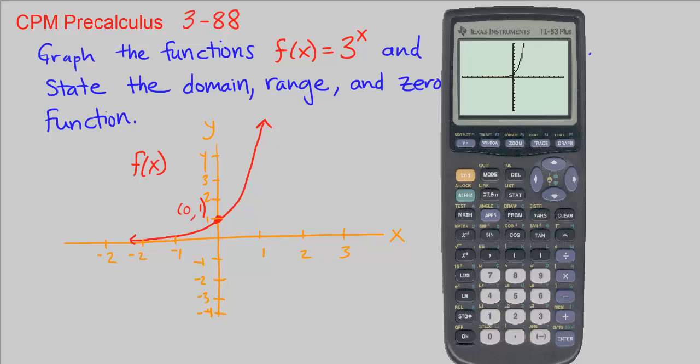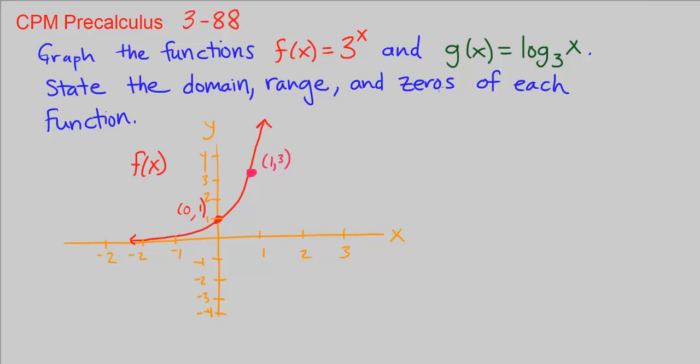And let's label one more point. Let's say at x is 1, the y value, we plug in 1 into x, so that's 3 to the 1 power. So right here, I guess it's not perfect, but let's say this point right here is 1, 3. Okay? So now that we have done that, how are we going to get this graph, g of x?